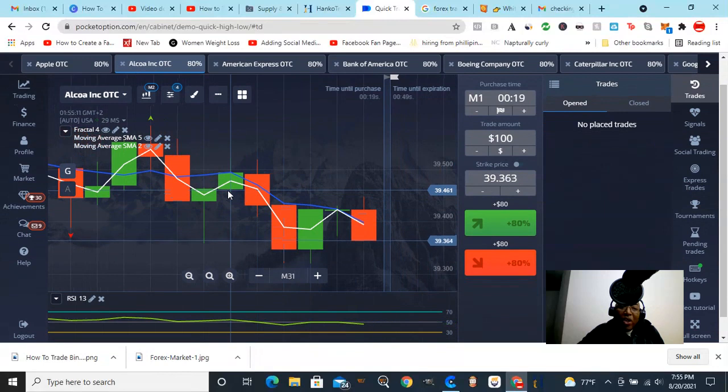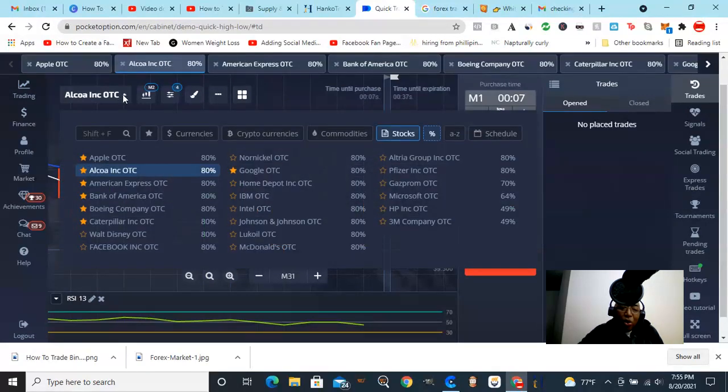And also, actually, I'm trading after market hours. So Pocket Option does offer OTC trading. Basically, the market has been closed, so you're trading against the broker himself. Pocket Option offers OTC trading, and we have that in the form of stocks. So your major companies like Apple, American Express, Bank of America, Boeing, Caterpillar, Walt Disney, Facebook.